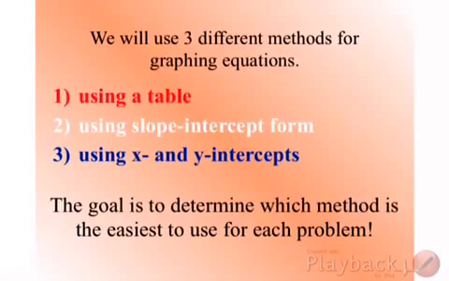Just before we go on to solving simultaneous equations using graphing, we're going to look at the three different ways to graph a linear equation. The first one is to use a table, so you can plug in x values and work out your y values. That will give you the points and you can plot them. The second way is to use the slope-intercept form. The third way is to use the x and y intercepts, also called the intercept method. And what we're trying to do is look at which one is easiest for you.